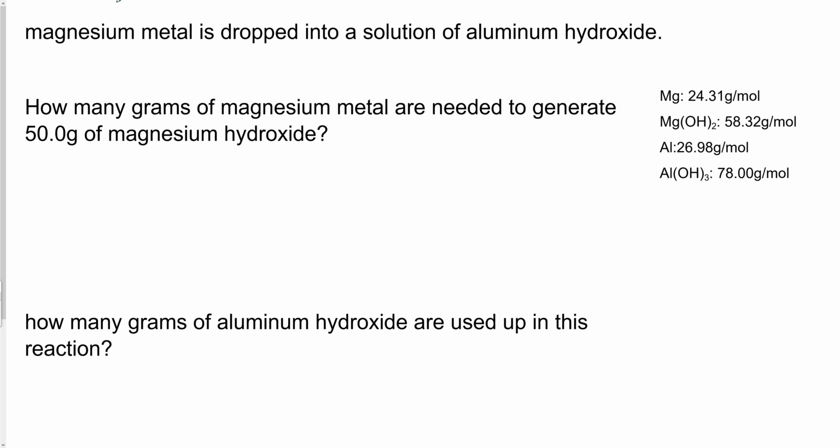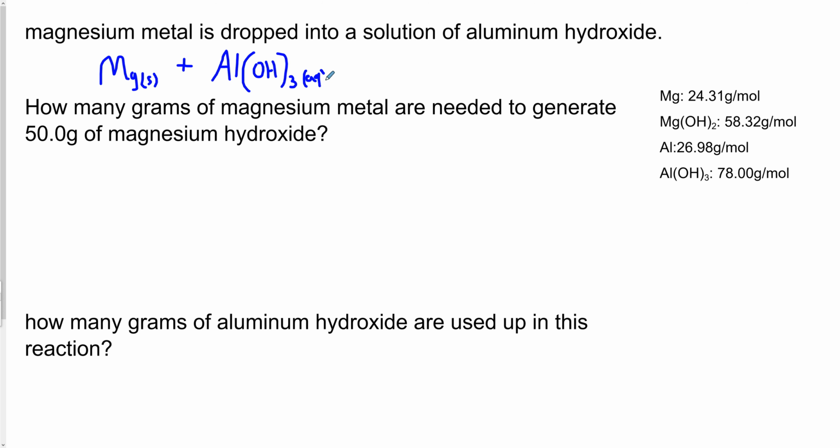Now, I guess I kind of spoiled it because I have all the chemicals that are involved in this reaction over here. That said, here we go. So magnesium metal, that's Mg solid, is dropped into aluminum hydroxide solution. Okay, aluminum hydroxide is going to be Al, and since Al has a 3+ charge and hydroxide has a -1, we need 3 of them. So Al(OH)3, and that's aqueous because it's a solution.